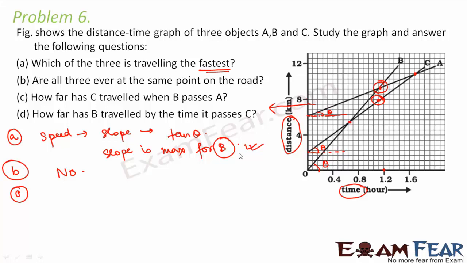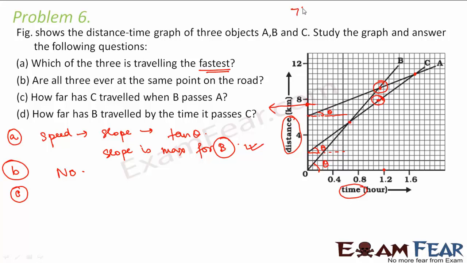Now, how much distance has C traveled? We have to calculate that, right? So, what is the value for this point? Now, let us see how much one box represents. First, we have to calculate that. So, here if you see for 0 to 4, a distance of 4 kilometers is represented by how many boxes? 1, 2, 3, 4, 5, 6, 7.